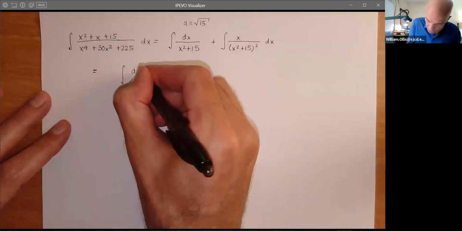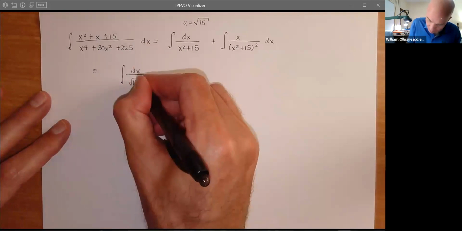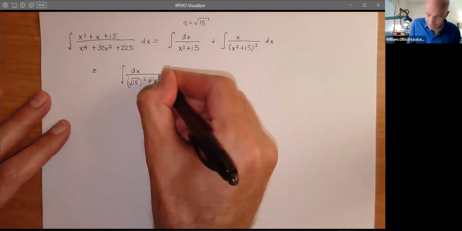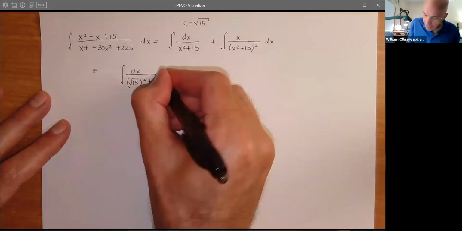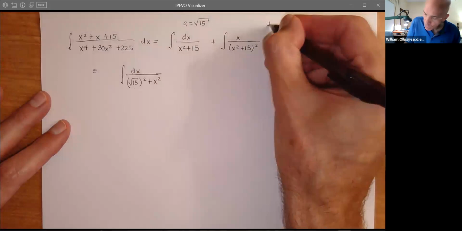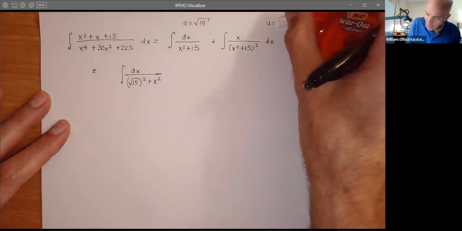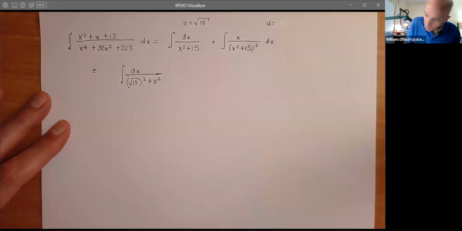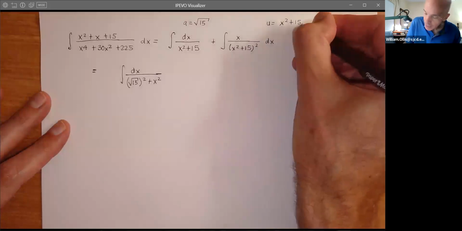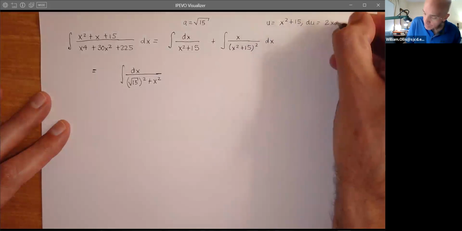So I'll just do it. I'll do it like this, just to remind you of where you've been. Right there. And then, of course, here we've got a u. U equals... let me not differentiate first. U equals x squared plus 15. Du, excuse me, equals 2x dx.